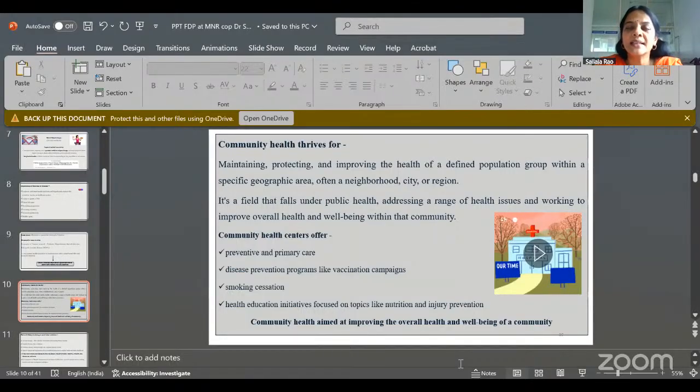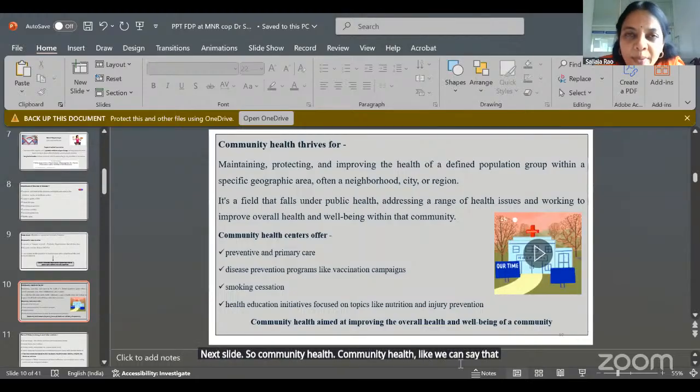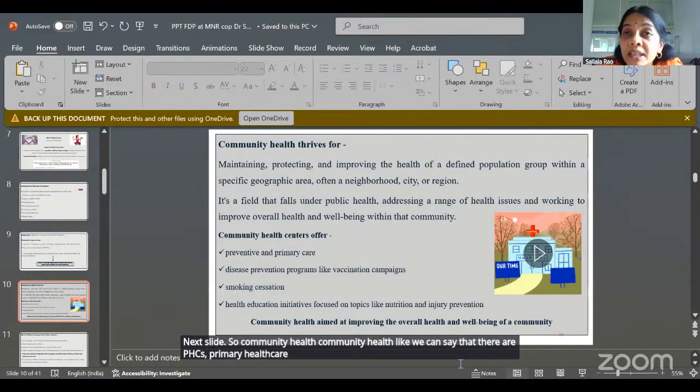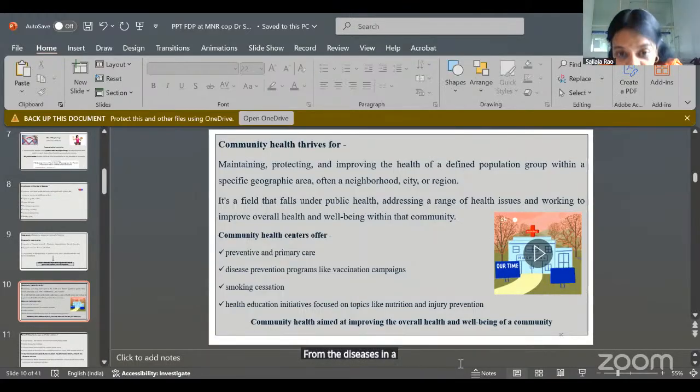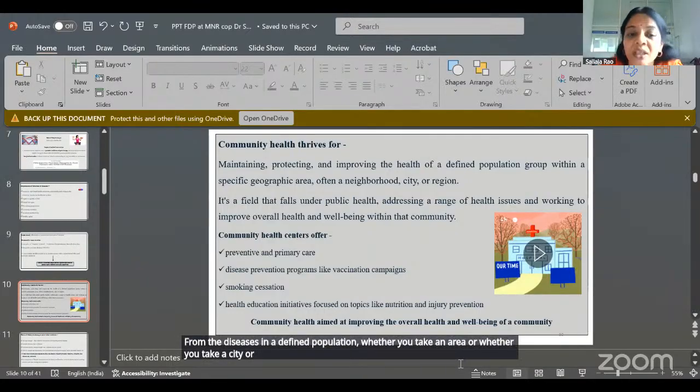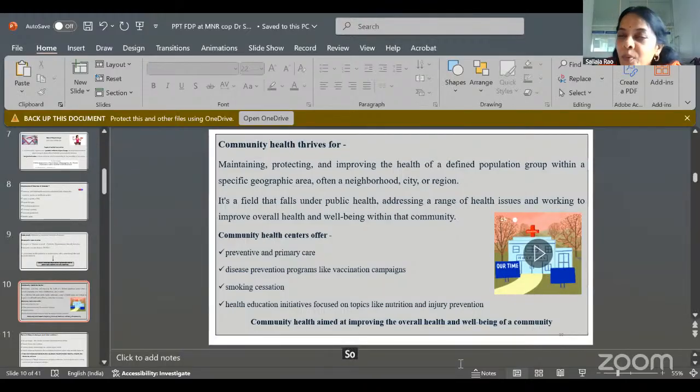So community health, like we can say that there are PHCs, primary health care centers, where even uneducated people are given employment and they are explained about different diseases. They will be explained about conducting some sort of improvement program, some sort of maintenance, some sort of protection from the diseases in a defined population, whether you take an area or a city or a region. So this is mainly this type of healthcare centers.